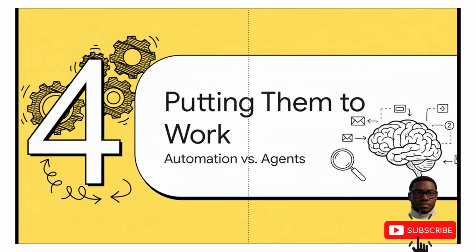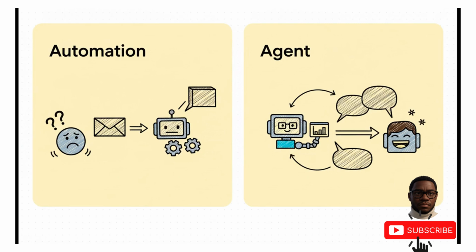So that's the theory. But what does this all look like in the real world? Let's run through a few common business scenarios to see our worker and our thinker in action. Okay, customer support. An automation might see a keyword in an email, like refund, and then send a pre-written canned reply. It's fast, sure, but it's pretty impersonal. An AI agent, on the other hand, can actually understand the customer's real problem, look up their order history, and have a genuine, helpful conversation to solve their unique issue.